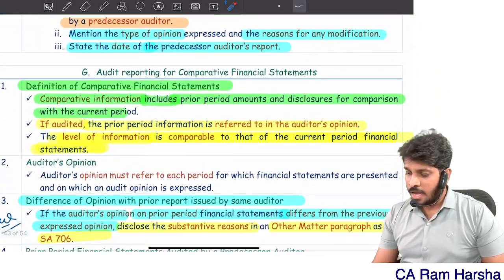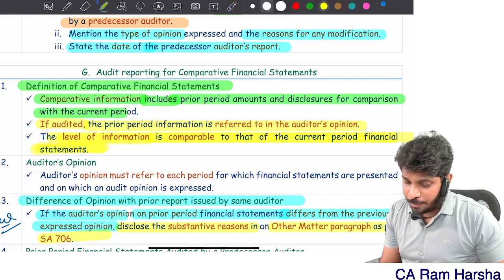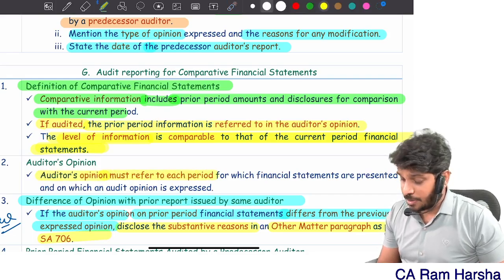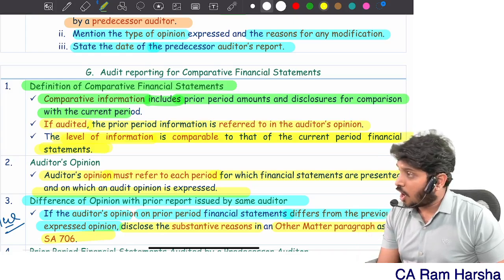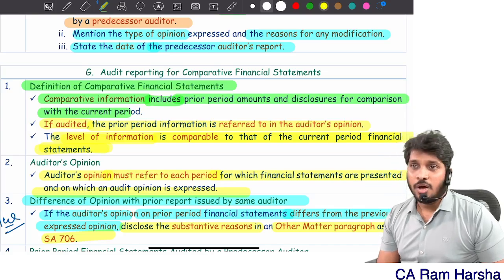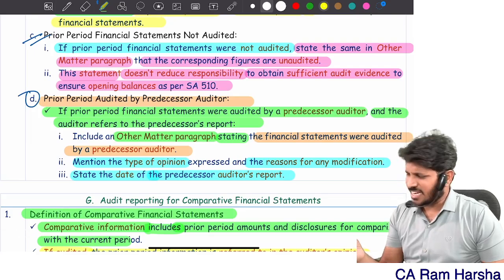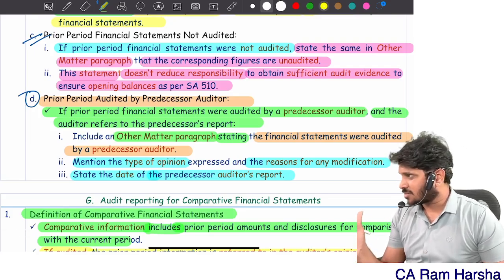Yes or no? Then what is the reporting for comparative financials? The audit opinion must refer to each period for which financials are presented, on which the opinion will be expressed. Easy. Okay, you have to read the standard. G point you can ignore if you want to, not an issue. Okay, I'm 99.99% sure they won't test.